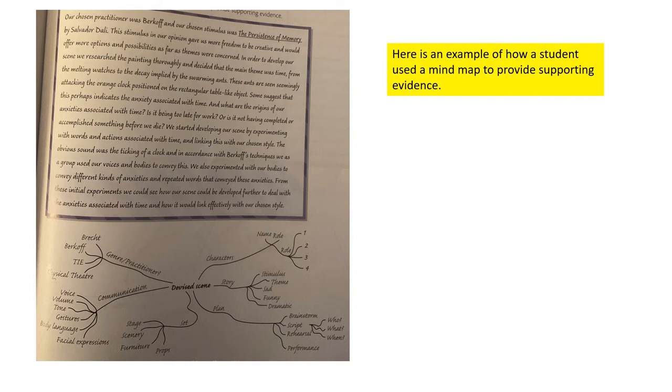Here is an example of how a student used a mind map to provide supporting evidence. Let's have a read. Our chosen practitioner was Berkoff, and our chosen stimulus was The Persistence of Memory by Salvador Dali. This stimulus, in our opinion, gave us more freedom to be creative and would offer more options and possibilities as far as the themes were concerned.